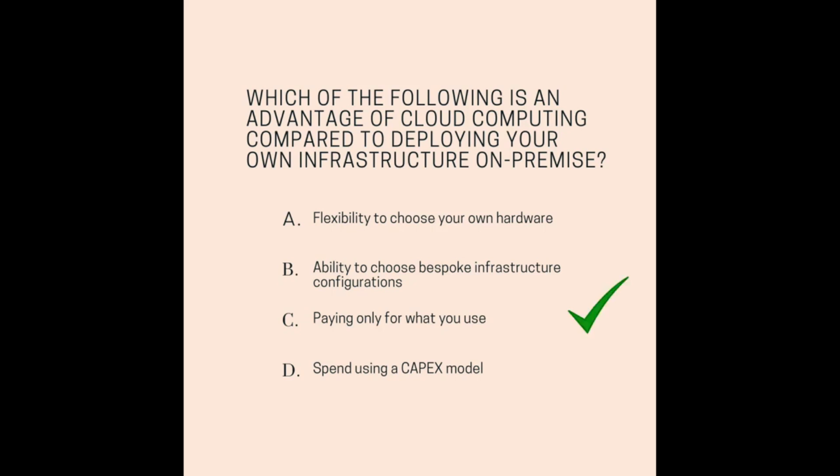Question 7. Answer is paying only for what you use. With AWS, you only pay for what you use. However, you cannot choose your own hardware, infrastructure, and the payment model is operational, OPEX, not capital, CAPEX.